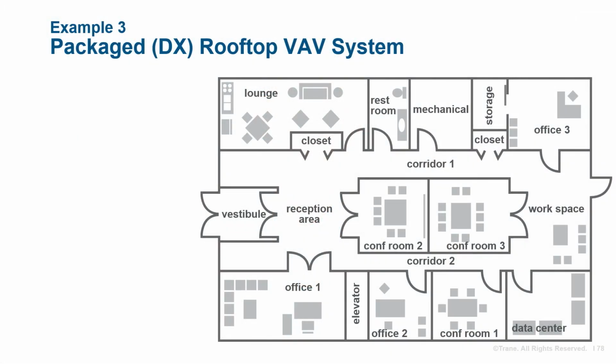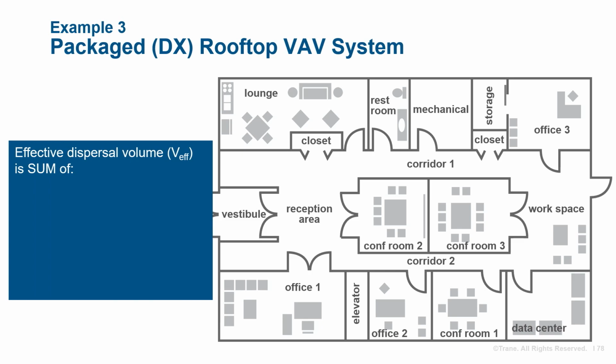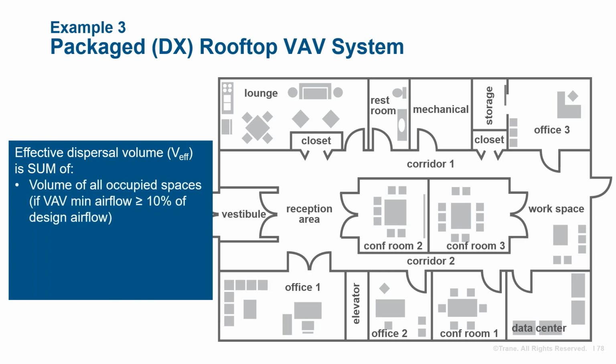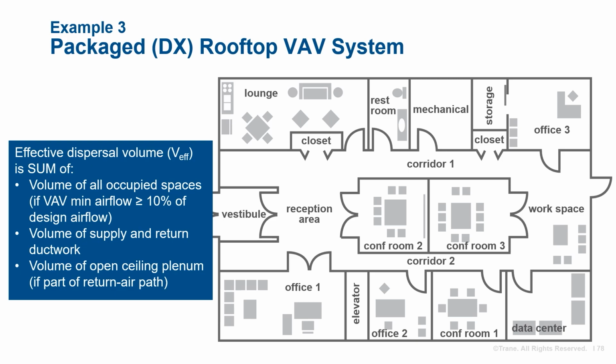The building in this example consists of offices, conference rooms, and other spaces, and this is another example of connected spaces via a ducted air distribution system. The effective dispersal volume is the sum of all spaces served by the common supplied ductwork, so long as the VAV dampers do not close below 10% of design airflow. Obviously, this is when the fan is operating. You can also add the total volume of the supply and return ductwork, and in this case, the volume of the interstitial ceiling plenum, since it's part of the return air path.